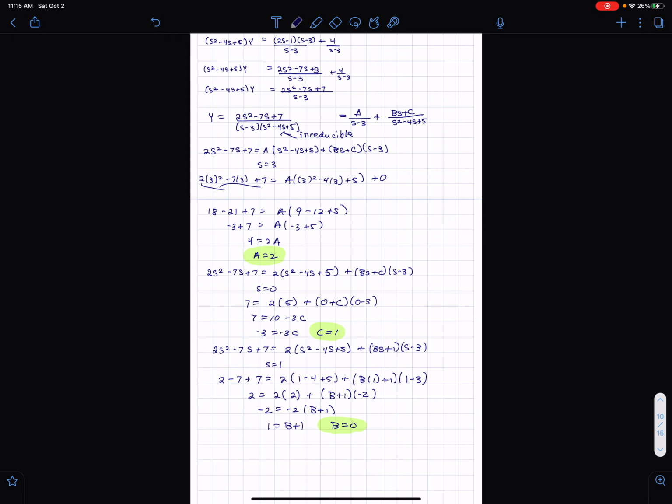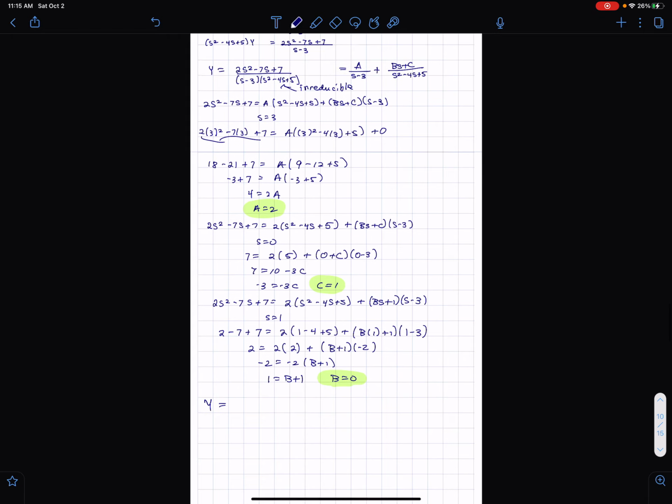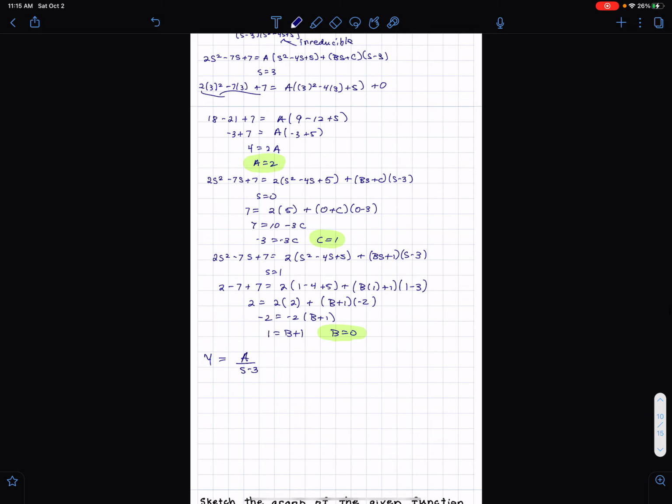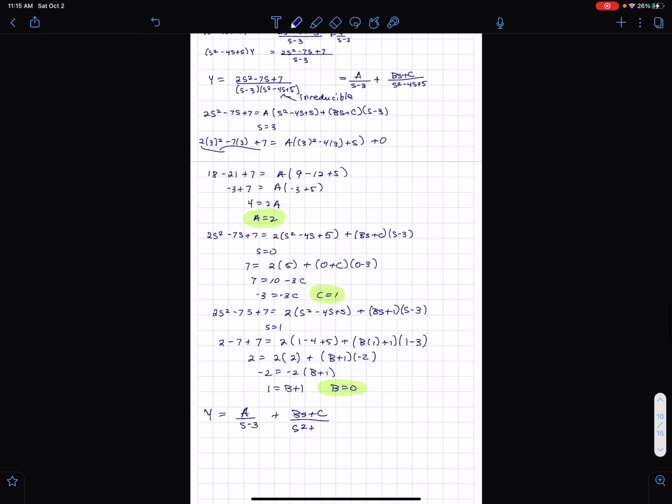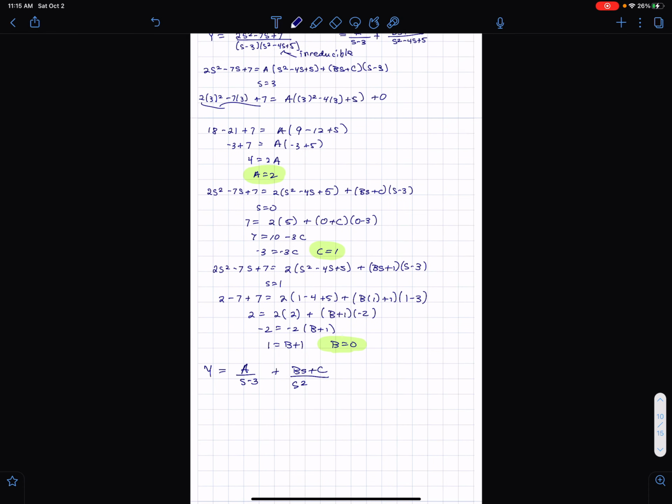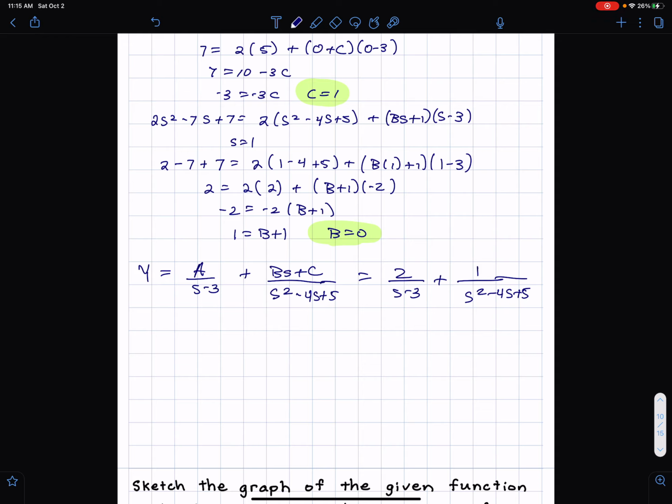Now, again, what I'm saying is that y is equal to a over s minus 3 plus bs plus c over s squared minus 4s plus 5. It's these little things copying down that are so important. So this is going to be 2 over s minus 3 plus, well, b is 0, so it's just going to be 1 over s squared minus 4s plus 5. Now, again, this is irreducible. So that means we have to complete the square.